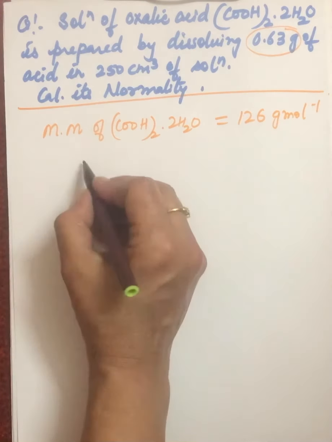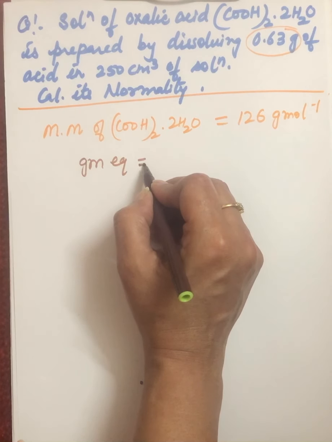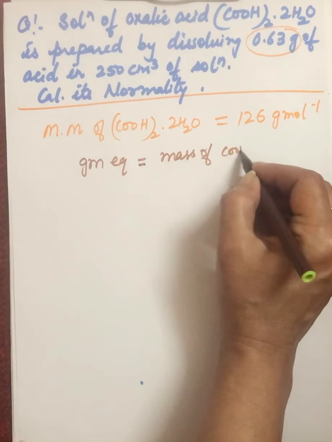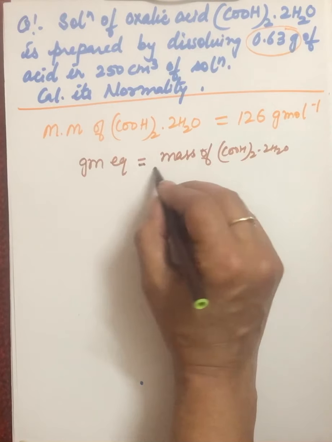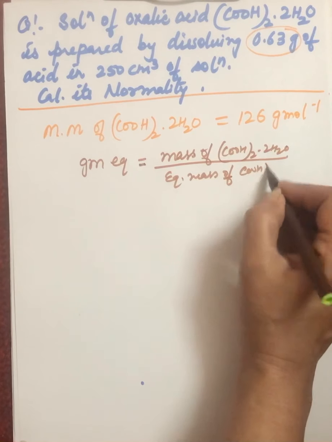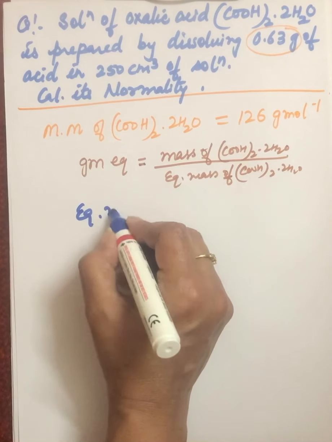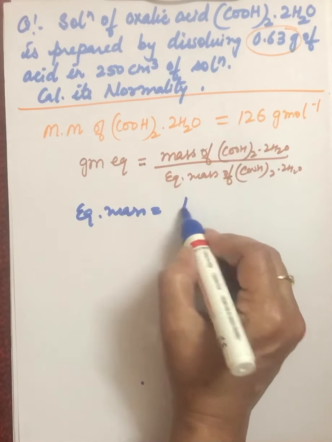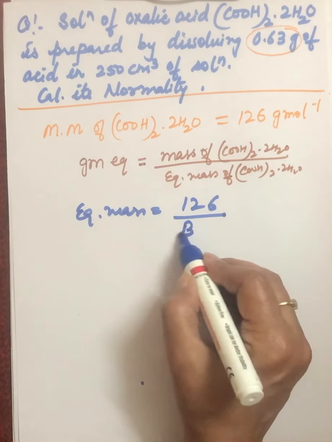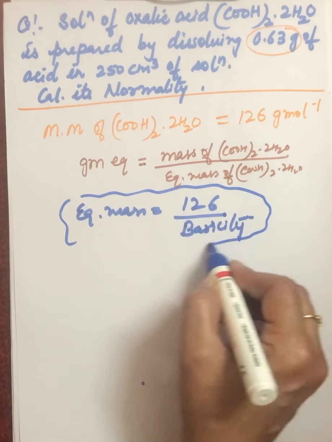Now, to find out gram equivalents, what we need is the mass of oxalic acid upon its equivalent mass. So what is equivalent mass now? Equivalent mass is equal to molar mass 126 divided by, since it's an acid, the basicity. This is how we get equivalent mass.